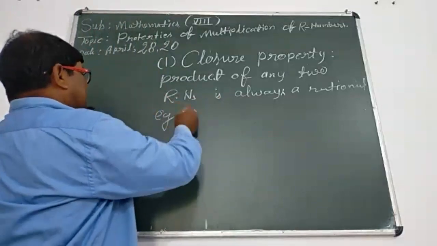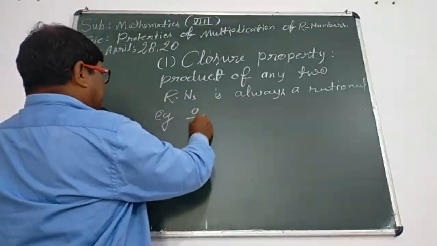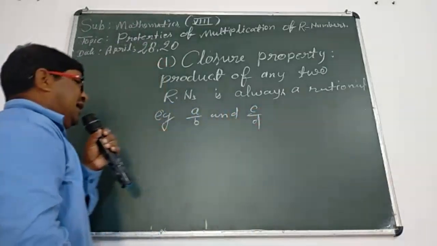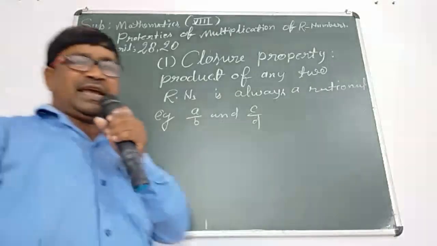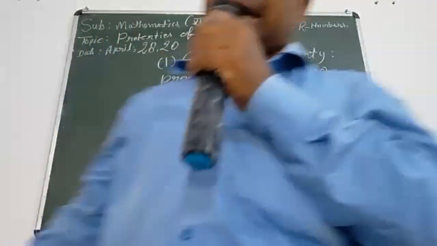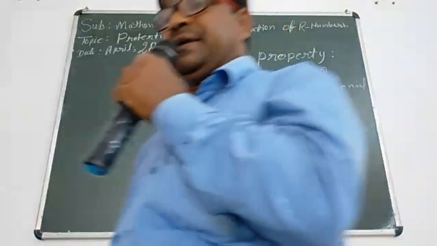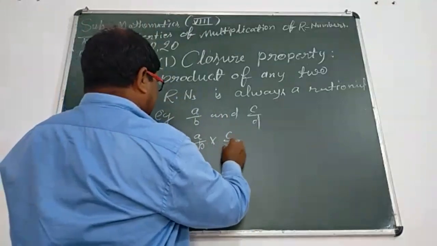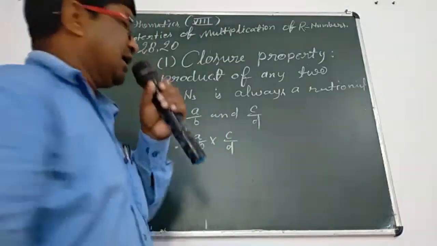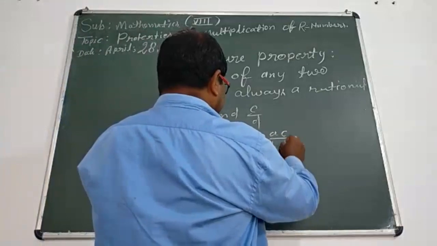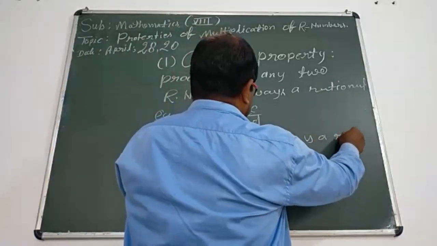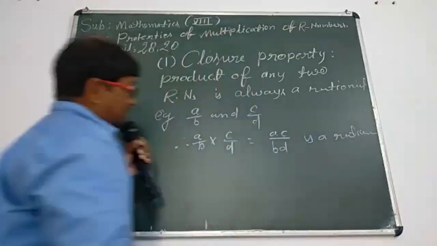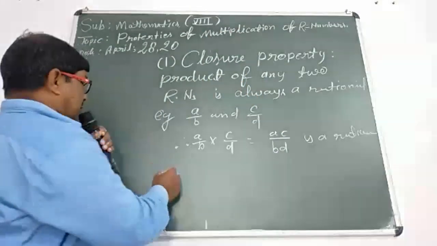For example, suppose that you have two rationals A upon B and C upon D. So A upon B multiplied by C upon D is always a rational, equal to AC upon BD, which is a rational.